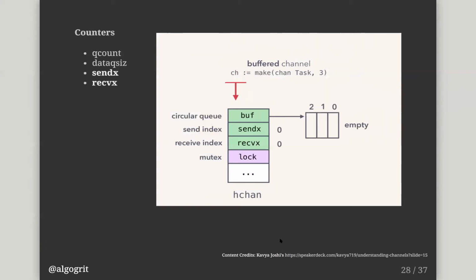So you have a buffer of size 3. Everything is empty. Send X and receive X would be 0, 0. So send X and receive X basically hold pointers in the circular queue. If you're familiar with the circular queue implementation, it needs to maintain indices of where reading and writing can be done from. So that's what send X and receive X are. They are basically integers which hold information on where it can write. So since send X and receive X is 0, when a Go routine tries to write into this buffer, it would fill the slot 0.